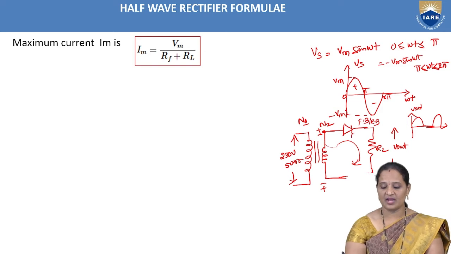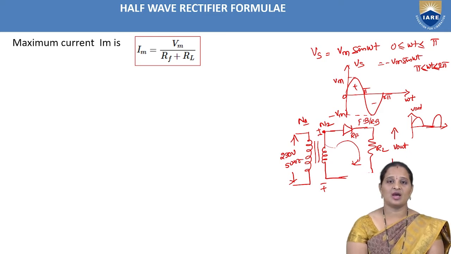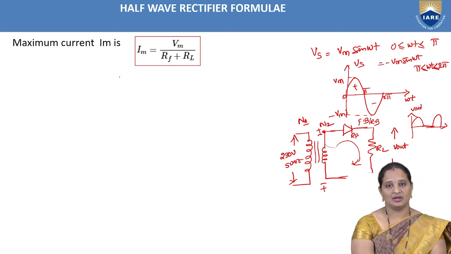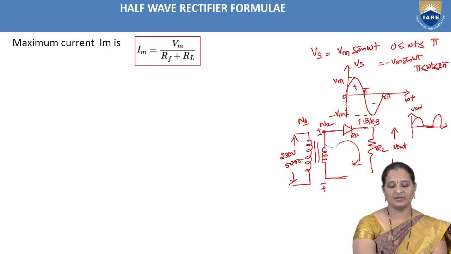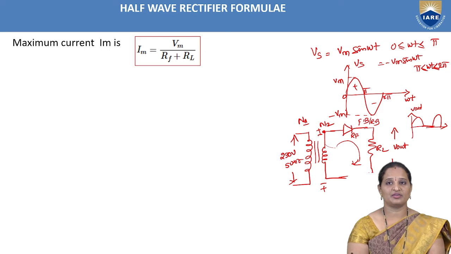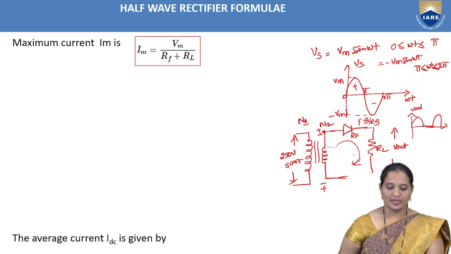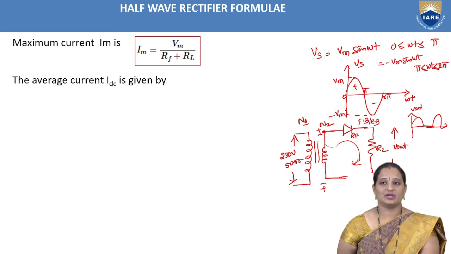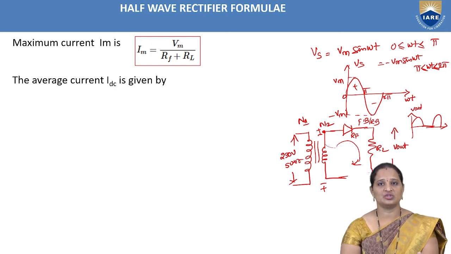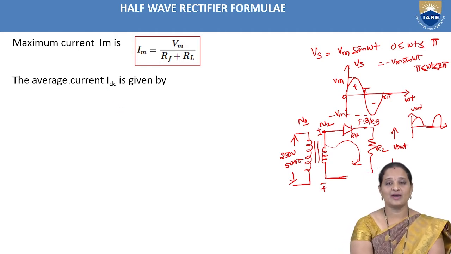When the diode is forward biased, it offers some resistance that is represented with Rf. In that case, the maximum current flowing through the secondary winding is given by Vm by Rf plus Rl, where Rf and Rl are connected in series. Next, the average current IDC. As the main purpose is to convert AC into DC, a DC voltage is developed across the load resistor through the DC current flowing through it. The DC current is always measured with its average value.